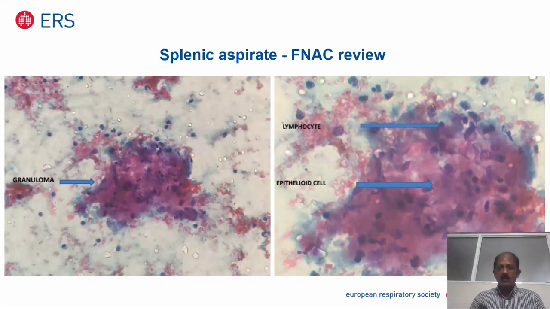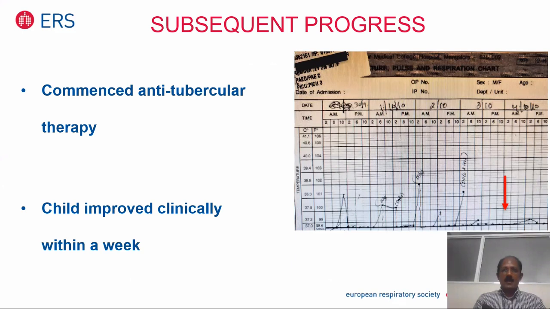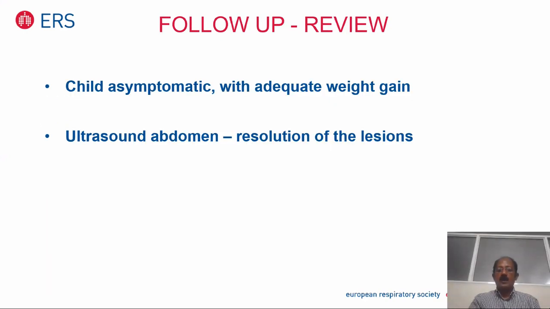Fortunately, our histopathologists got back to us to reveal that on FNAC review, a caseating granuloma with epithelioid cells, as depicted in this slide, was seen, which was consistent with TB. We commenced this child on anti-TB drugs, and clinical improvement was obvious in a week's time. On follow-up, our child remained well with resolution of lesions. She went on to complete 6 months of anti-tubercular treatment.